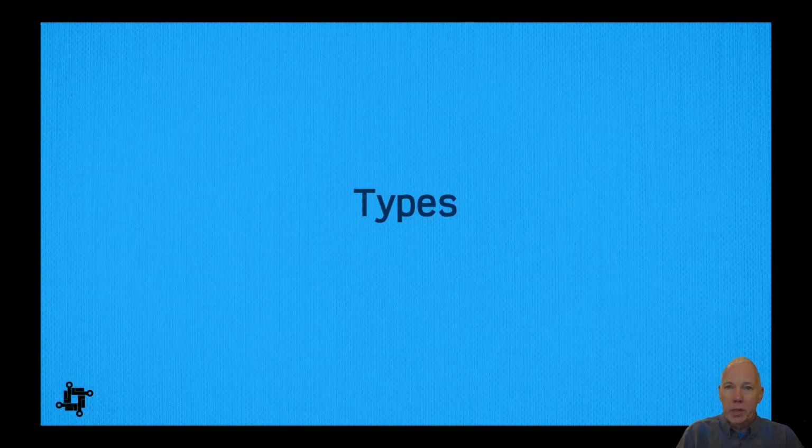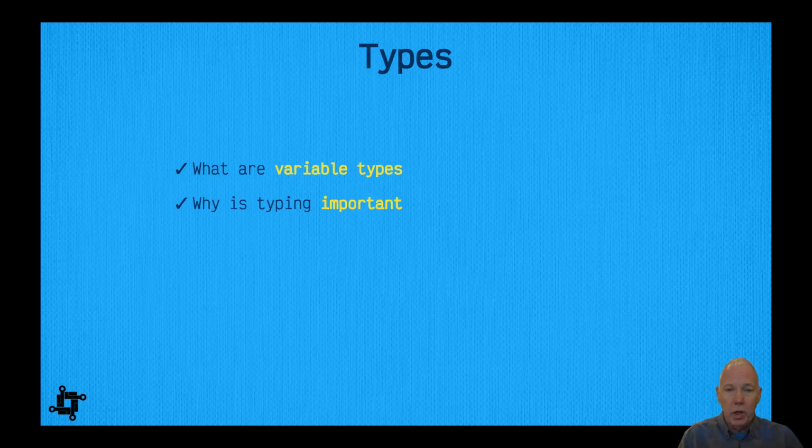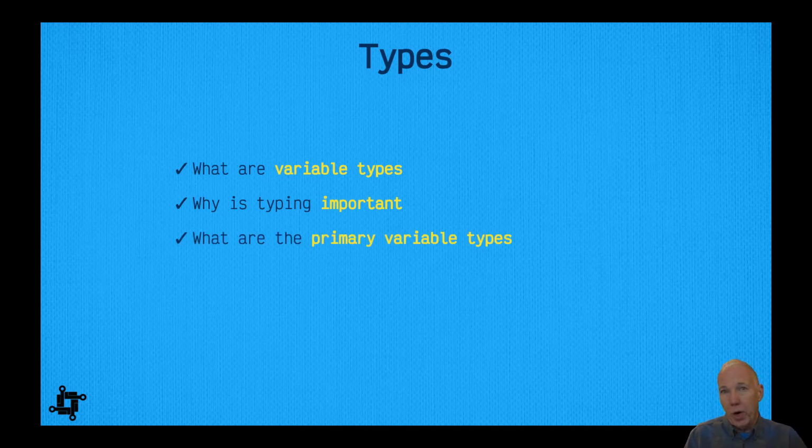Right, so let's jump into types. In this module, we're going to cover basically 5 different aspects of types. One is what are they? Secondly, why is typing important? The third will be what the primary variable types are. There are quite a few types in Swift, but there are 4 primary ones that we'll discuss in this module that the students will use early on.